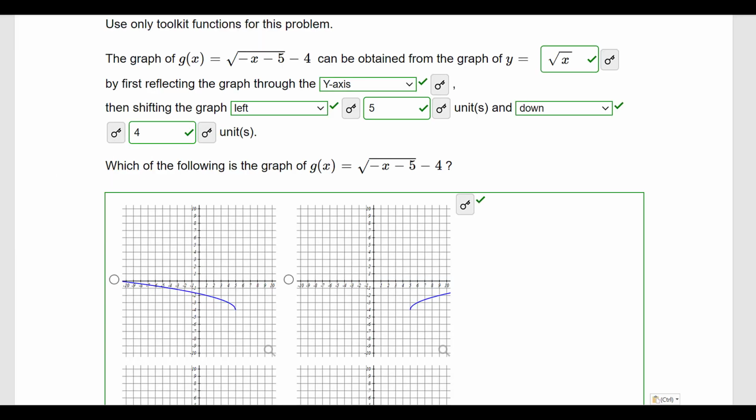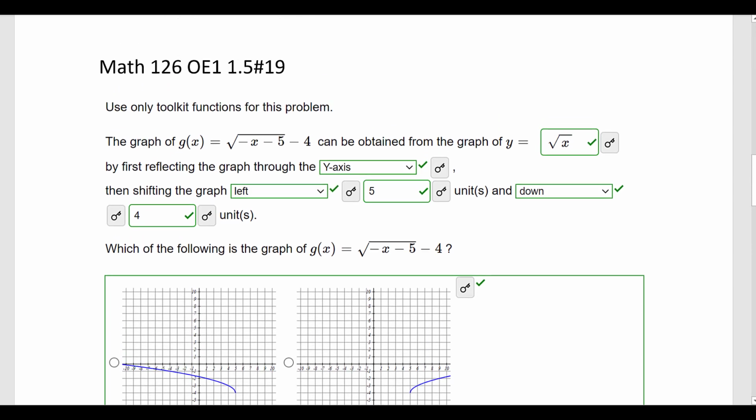Now a question came up about number 19. It looks like this person got it correct, but just to address what's going on here, again, think of this as the square root of the negative of x plus 5, minus 4. Because it's x plus 5, you can think of it as x minus negative 5. So it's going to the right negative 5, or going to the left by 5. So that's left 5. And then this negative here reflects it across the y-axis.